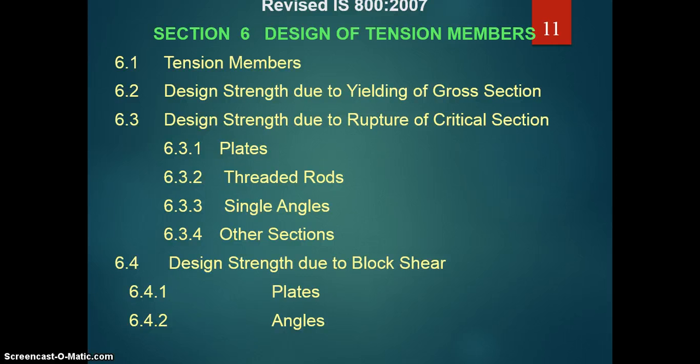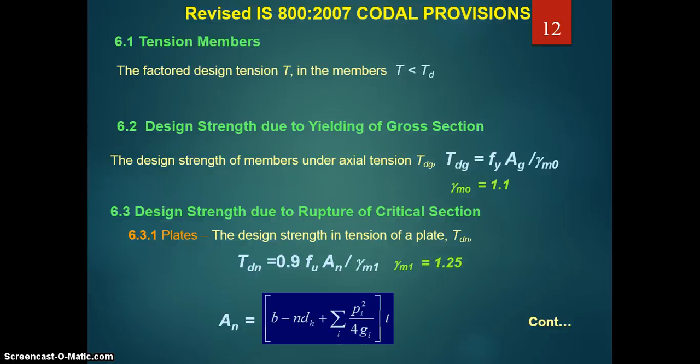Then the revised IS 800:2007, section 6, is for the design of the tension member. In that, 6.1 is the introduction of tension members. Then 6.2 is for design strength due to yielding of cross section. And 6.3 is design strength due to rupture at critical section, which includes plates, threaded rods, single angles and other sections. Then 6.4 is for design strength due to block shear, for plates and angles. Then these are the design procedures and the different clauses given in IS 800:2007, the codal provisions for tension members.